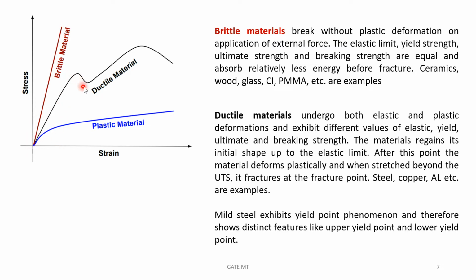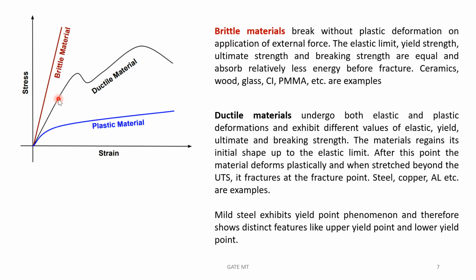The next is ductile materials. Ductile materials, if you see, have a characteristic curve like this. The amount of stress required will be high and it undergoes a large amount of strain as well. So it will exhibit both elastic as well as plastic deformation. It will have a yield point. It will also have an ultimate tensile strength point, and finally a fracture point.